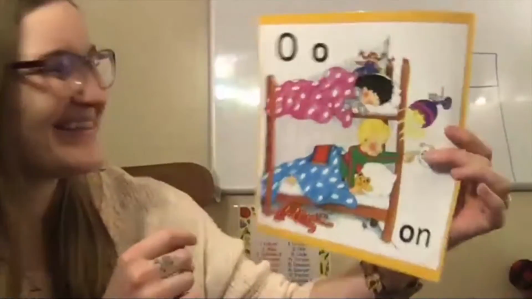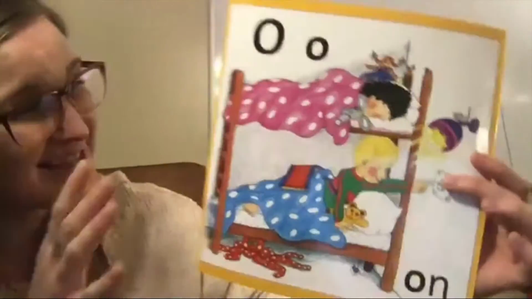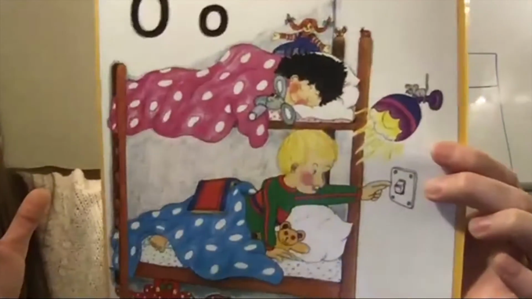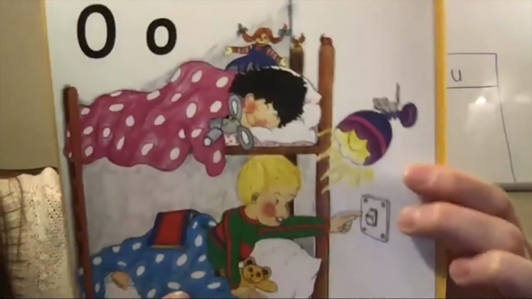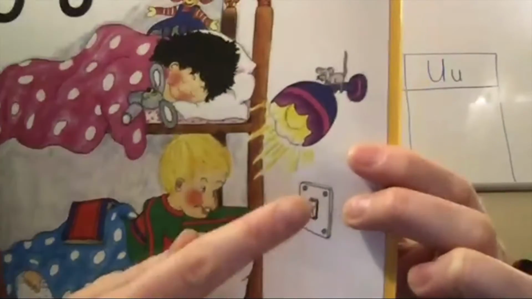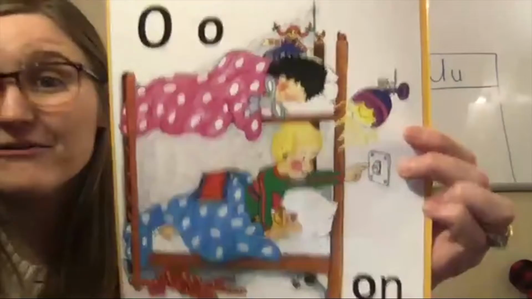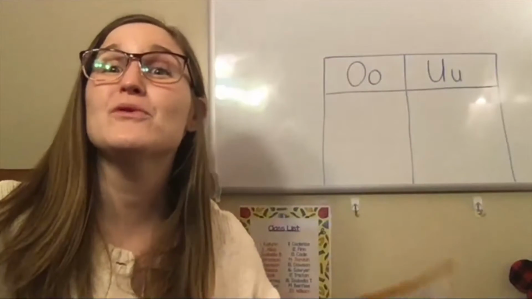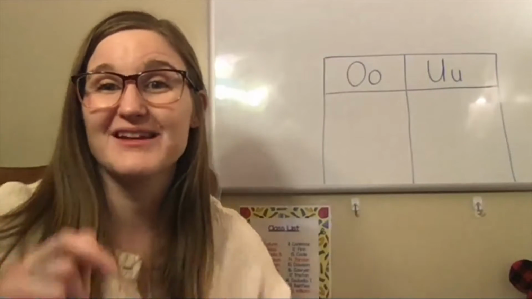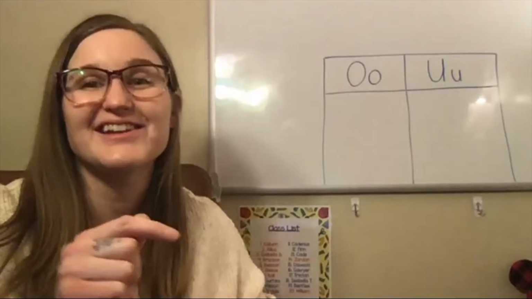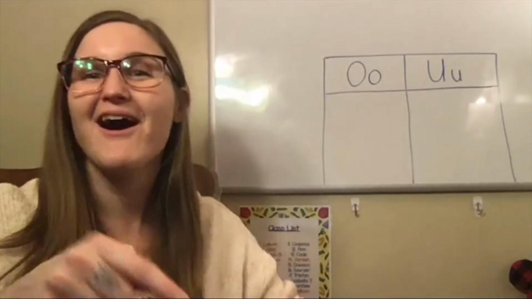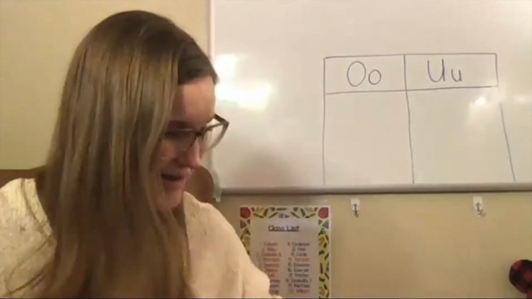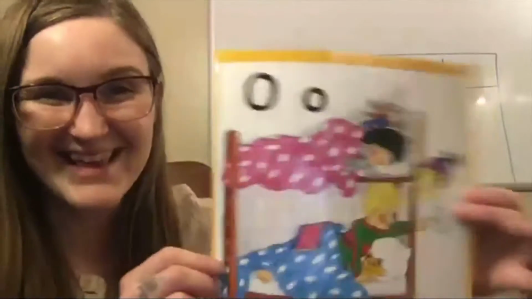So this is the picture for the letter O. What do you see in this picture? I see two siblings, it looks like, sharing a bunk bed. And I see this little boy right here. It looks like he is turning this light on and off. And that is what the move is going to be for the letter O. It's going to be just like you were flicking a light on and off. So you're going to go on, off. Try it with me. On, off. So that is the picture right there.